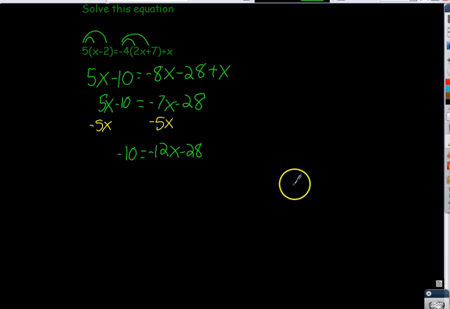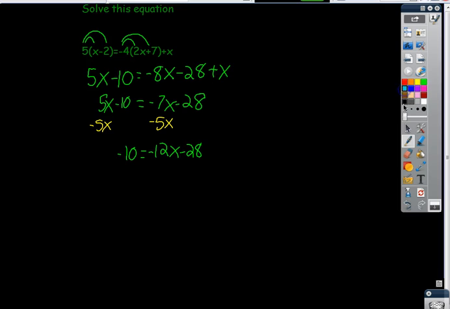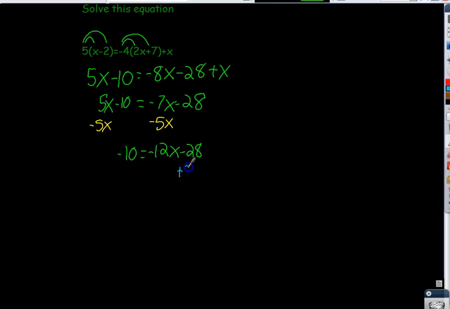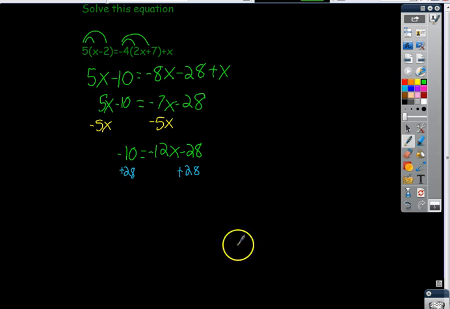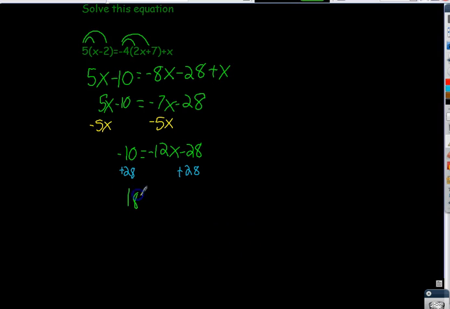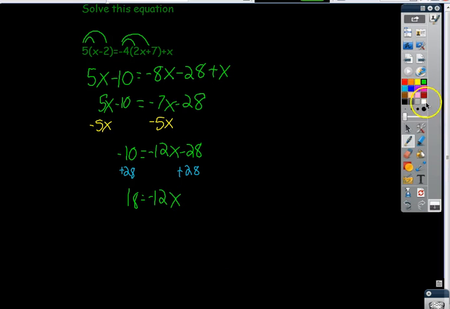Now, what do I do from here? Well, let's think about this. I need to get the x's by themselves. So how do I do that? Ponder, ponder, ponder. I'm going to add 28 to both sides, which is probably the smartest play I've got going on there. Getting me 18 equals -12x. And then I divide both sides by -12.